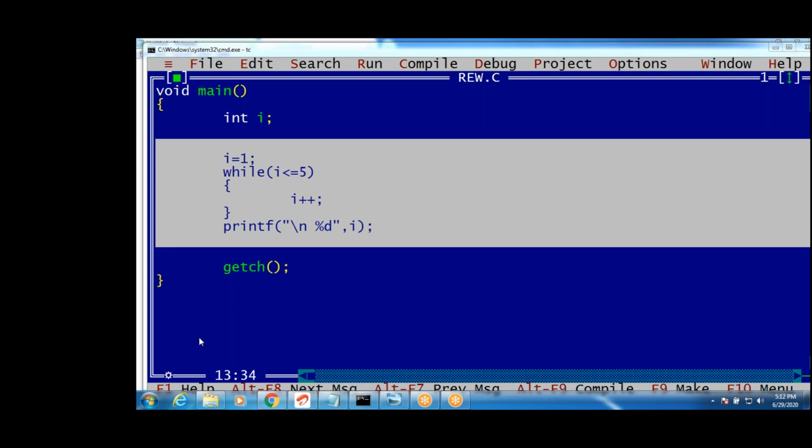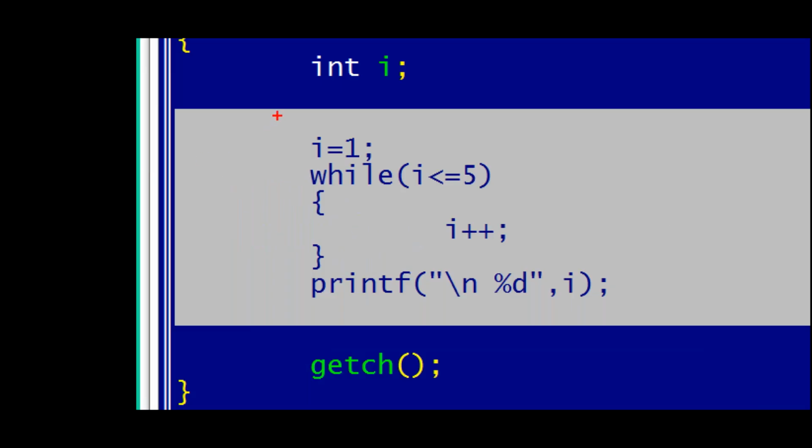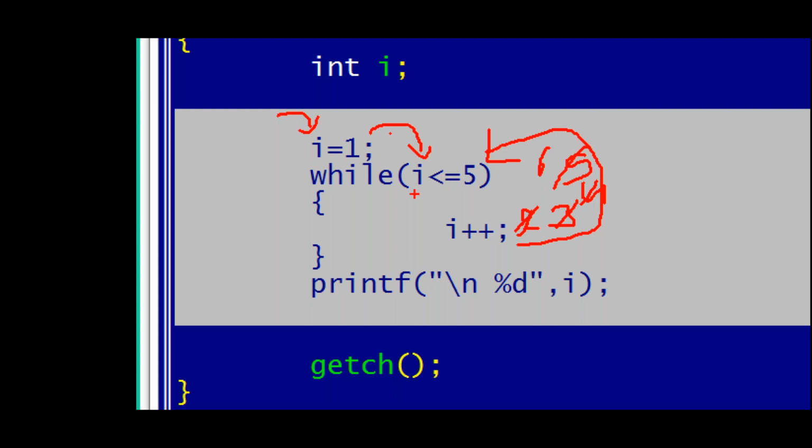Yeah, guys. First I is 1. 1 less than or equals to 5. I plus plus, 2. No statements to print. I less than or equals to 5, 3. 2 less than or equals to 5. 3 less than or equals to 5. Again I plus plus, 4. 4 less than or equals to 5, no statements to print. 5. 5 less than or equals to 5, no statements to print. 6. 6 less than or equals to 5? False. Then it comes outside. I value is how much? 6, guys.